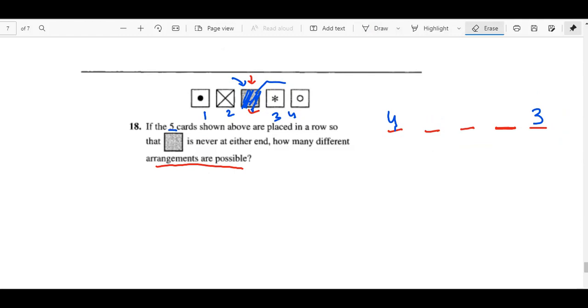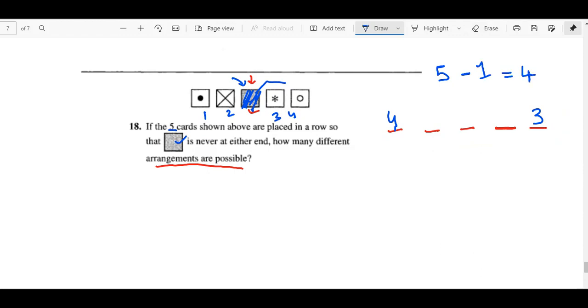Okay, look. Total number of cards is 5. But for either end, we cannot use one card, which is this one. So we are going to subtract 1. We get 4. So we have 4 options for either end.